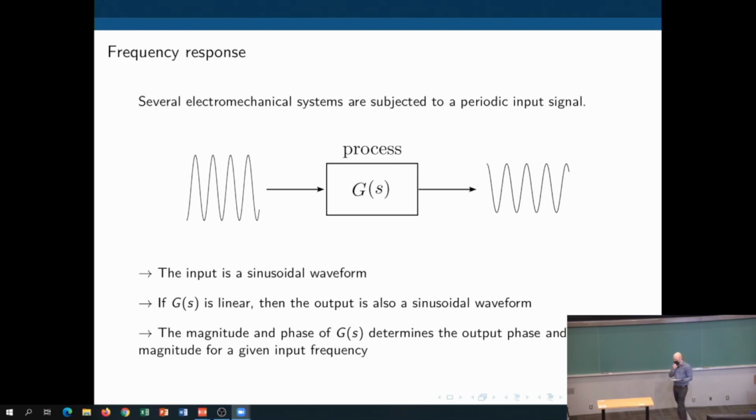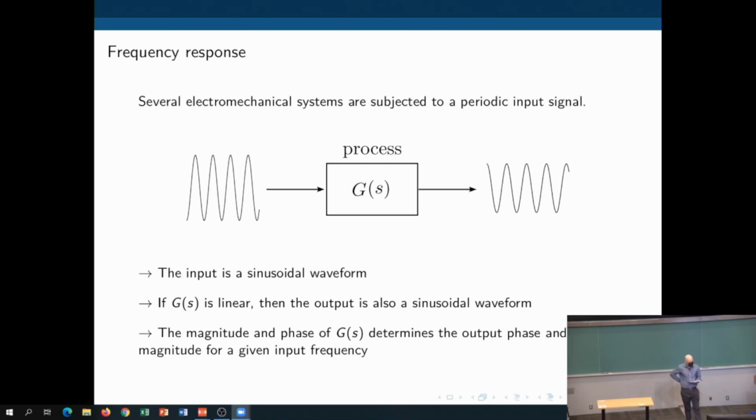And that is the main reason why we always do frequency response using sinusoidal excitations, because that's the only type of periodic signal that when passed through a linear time invariant system results in the exact same shape in the output. If the input is a sine wave, the output is also a sine wave, but with different phase and different magnitude. And what is that phase shift and that magnitude change? Well, that depends on the process G(s). That is a characteristic intrinsic to G(s).